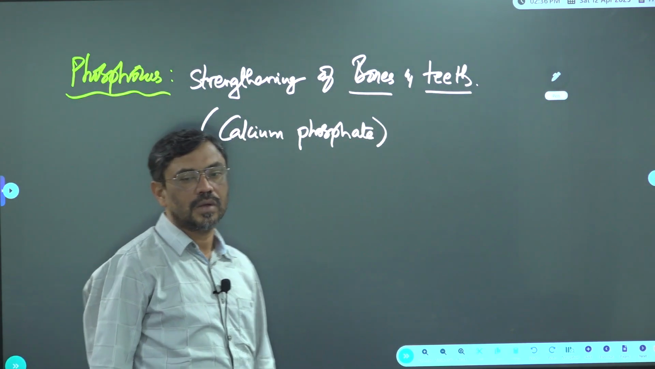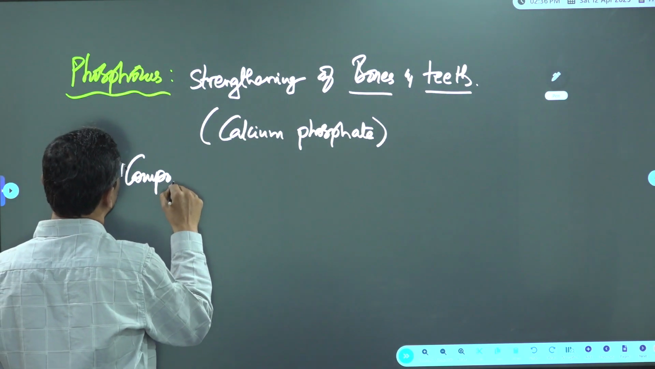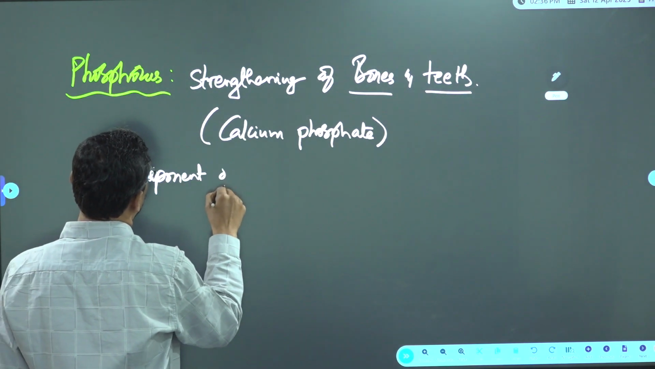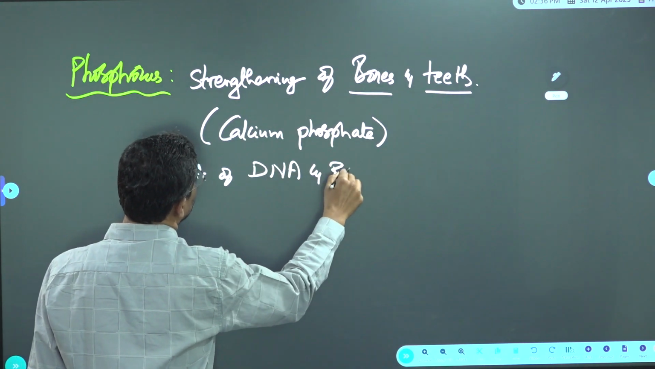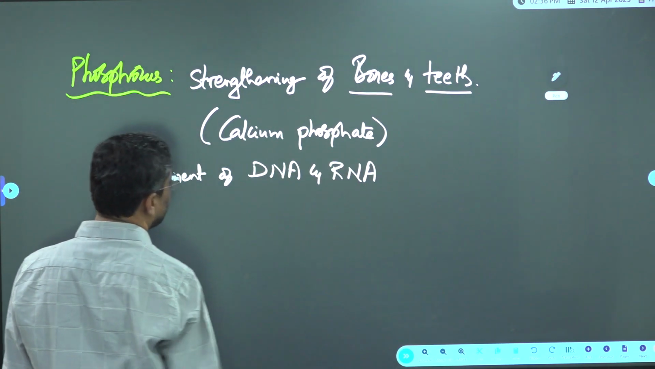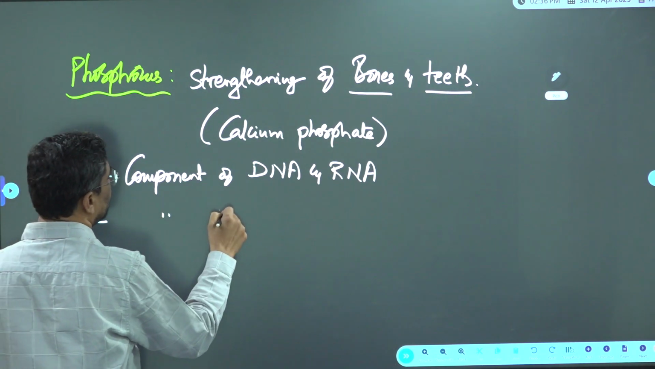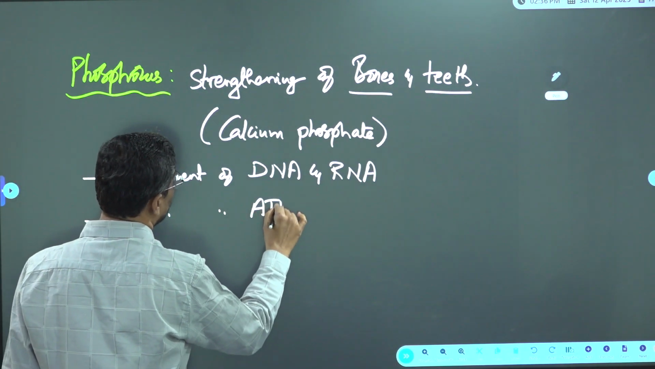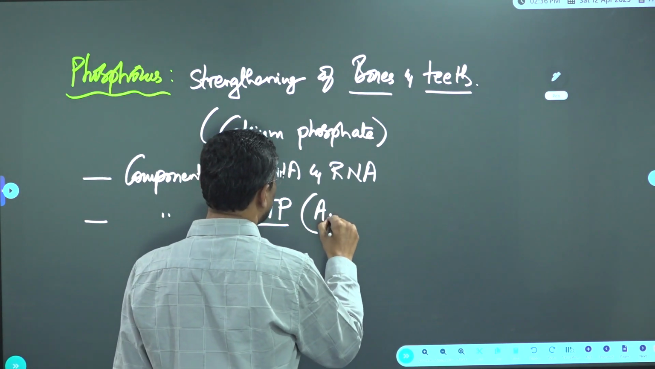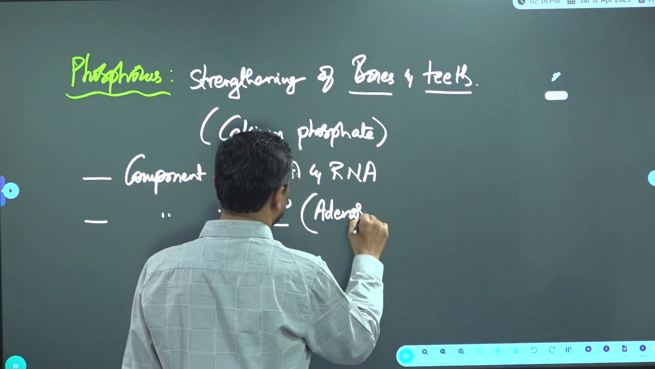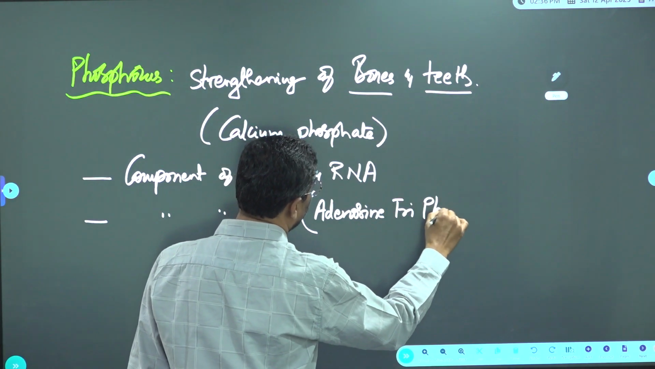Phosphorus is a component of DNA and RNA, that is nucleic acids. Phosphorus is also a component of ATP. ATP means adenosine triphosphate.